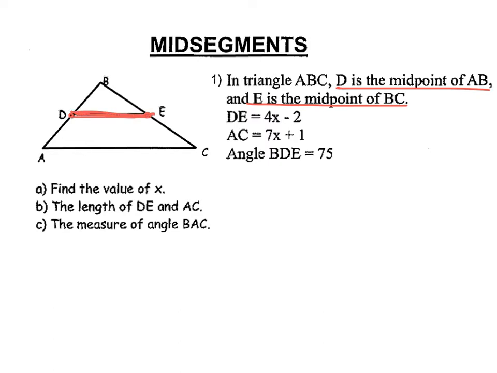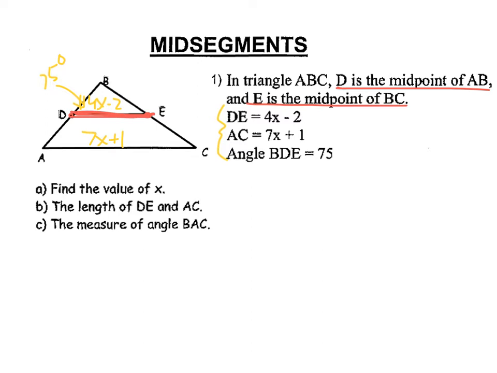So if we take a look at the given information, which is right here, we have DE at 4x minus 2. I'll just label that here, 4x minus 2. And we have AC at a length of 7x plus 1. And it tells us that angle BDE, which is right in there, is going to be 75 degrees. All right, so let's take a look at part A. Part A simply says find x.